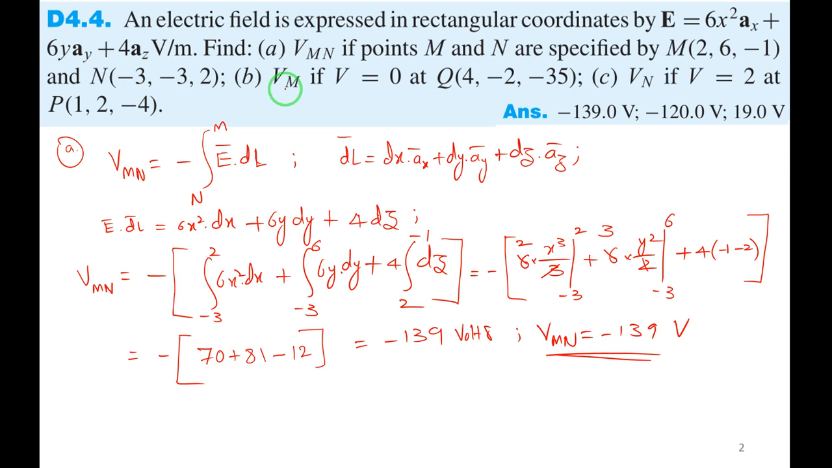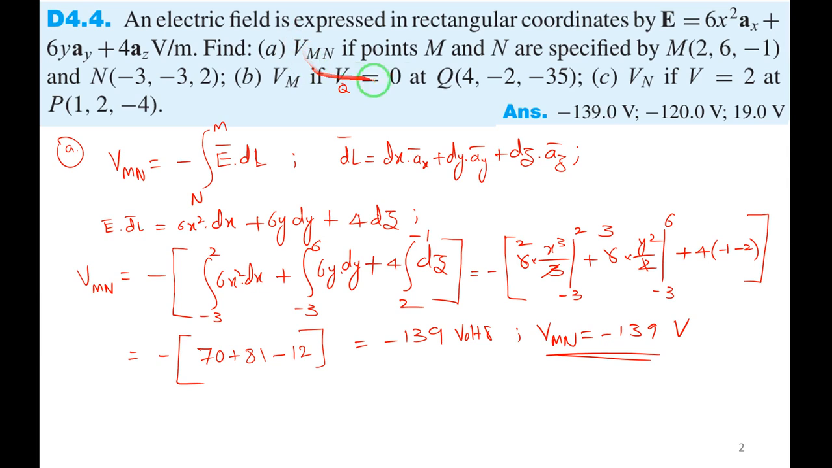We have to find out what is the potential at point M if V equals 0 at point Q. So let me call it VQ is 0 at point Q, right? So you have to calculate Vm. VQ is 0 at Q of 4, minus 2, minus 35.